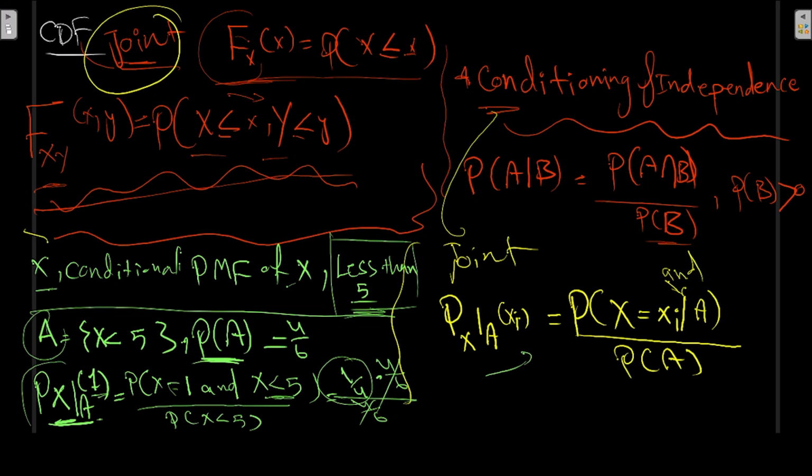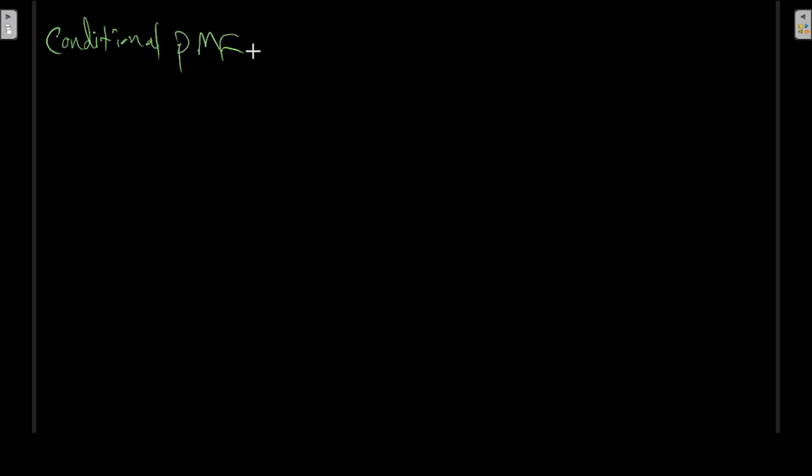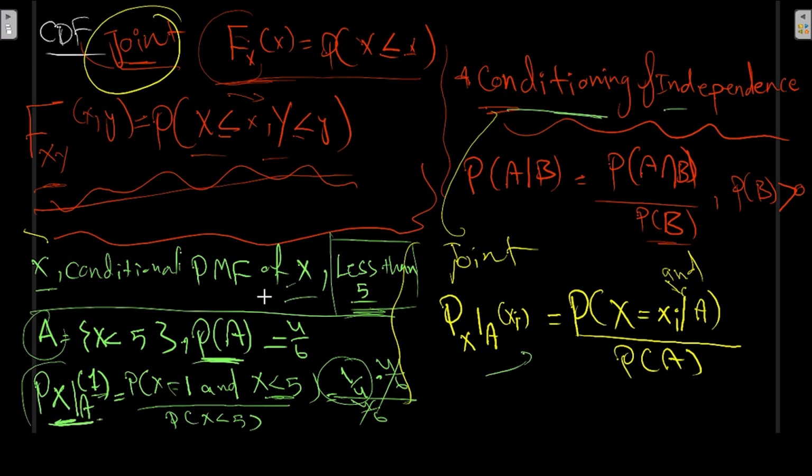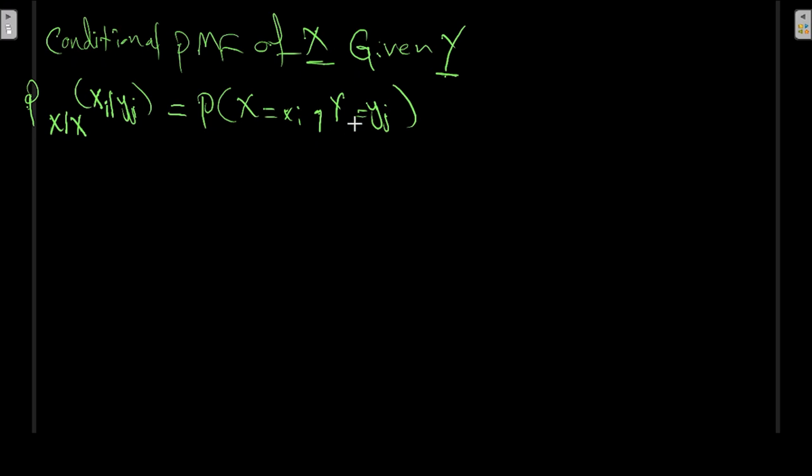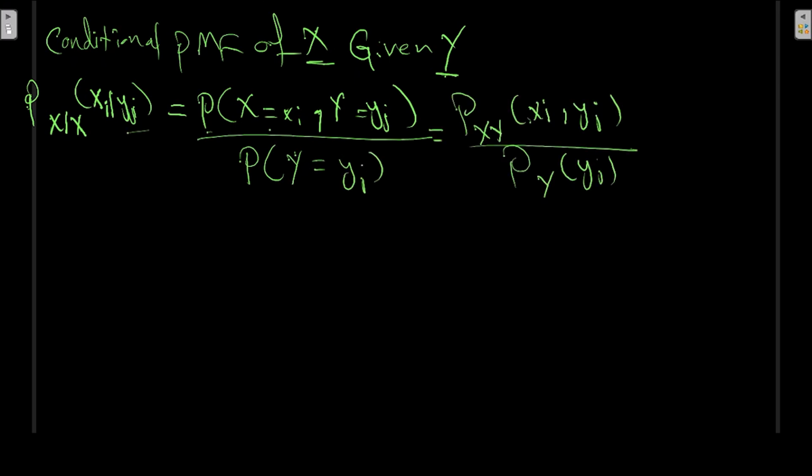Now, from here also we can develop one more concept of the joint. We call it the conditional probability mass function of X given Y, the value of another variable. So the previous one was talking about an event, in this case the event A. But here we're talking about given Y. Let's define it: the probability of X equal xi, Y equal yj, divided by the probability of Y equal to yj. This is the exact same term anyway.